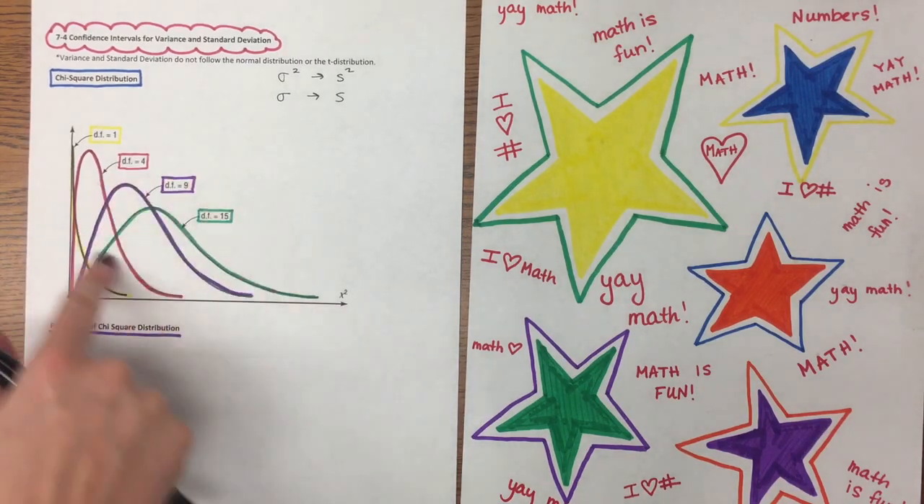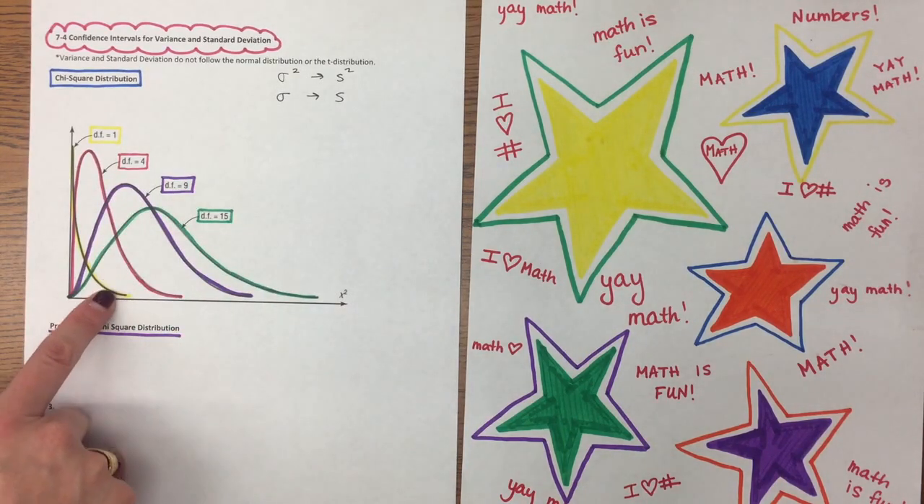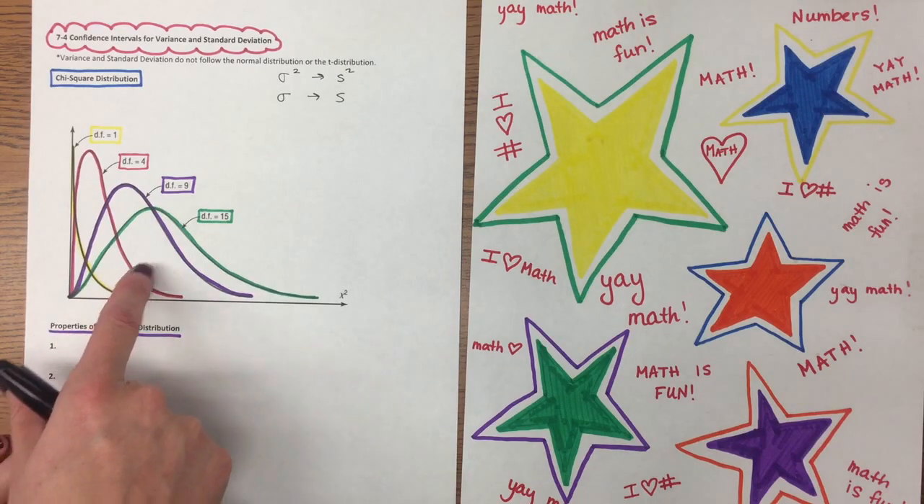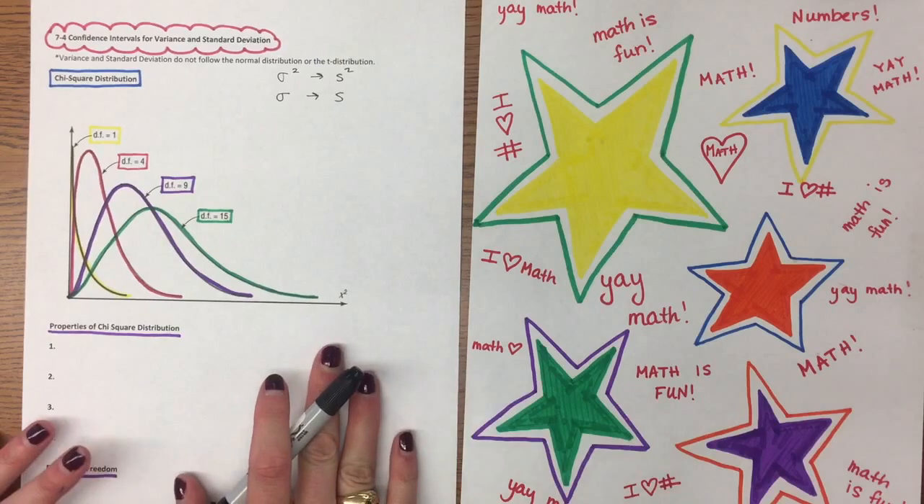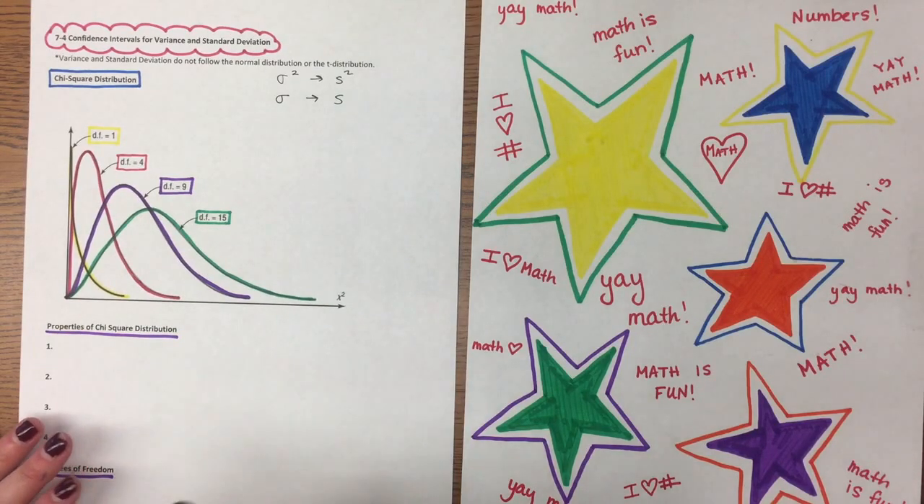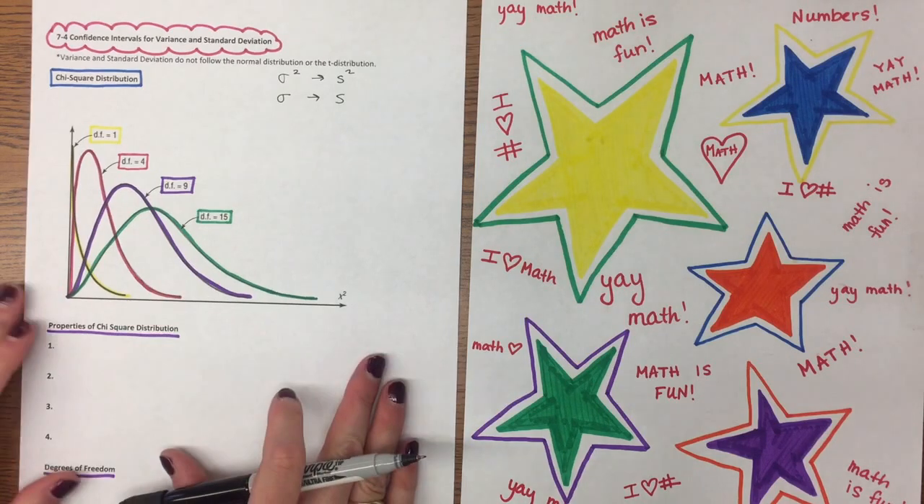And so this is 4 of the different curves. We have degrees of freedom 1, 4, 9, and 15, and you can see that the shape of the curves, while having some similarities, is quite different. But it's also very different from our normal distribution.